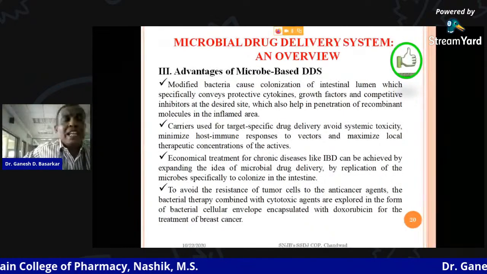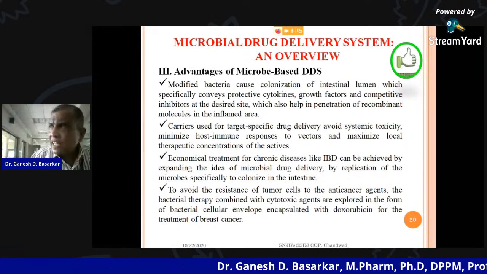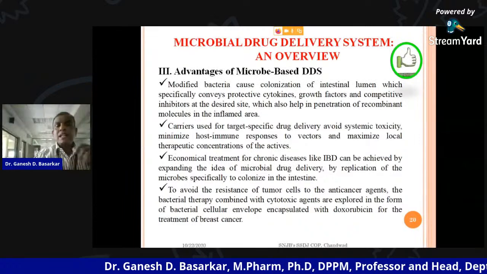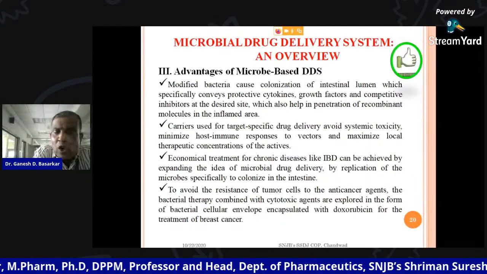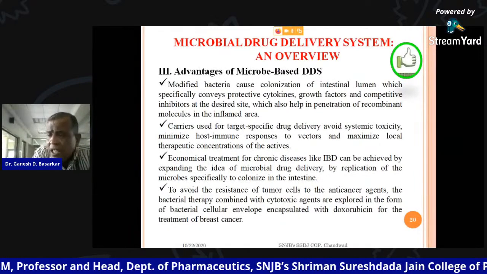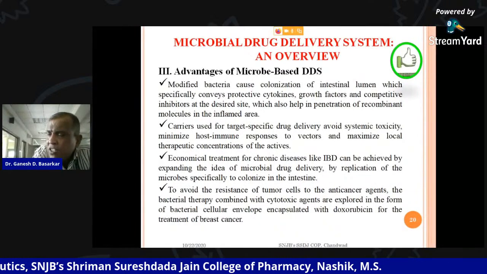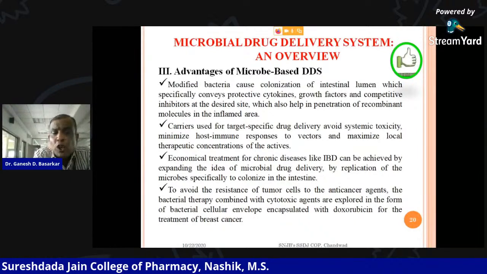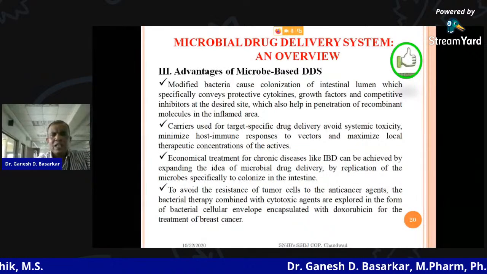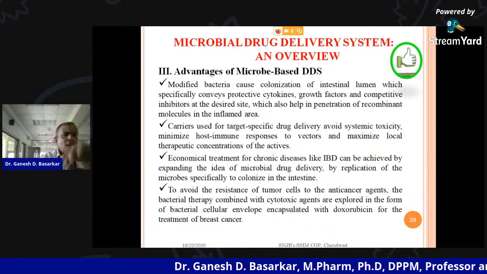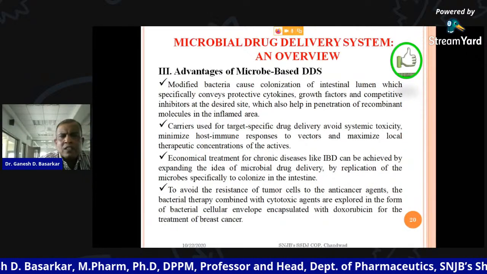Having said why bacteria are utilized as drug delivery systems, for any conventional drug delivery system, whatever the pharmaceutical scientists develop, there are always pros and cons. We have to utilize the best choice, consider patient compliance, and finally, for the Indian market, cost is one of the factors. So there will always be advantages as well as disadvantages associated with this. Quickly going to the advantages of microbial drug-based systems.